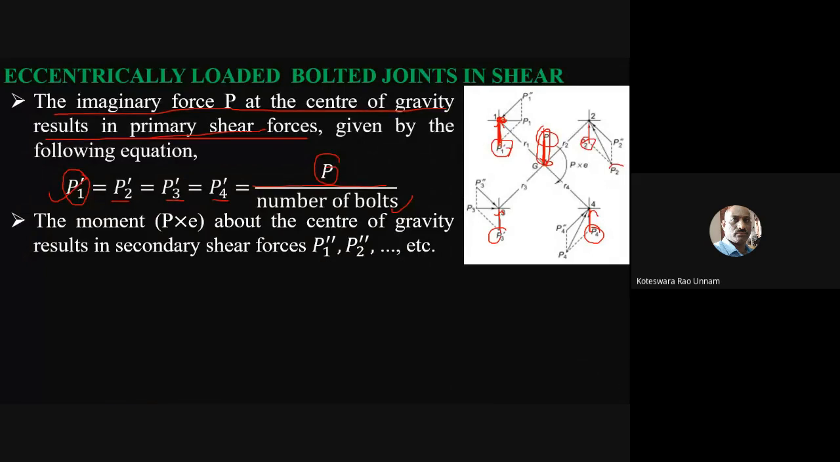So here P1 is acting vertically upward, something like this, and for all the bolts it is the same. So now I know the magnitude and direction of the primary shear force for all the bolts. Then I'll see the effect of the twisting moment P into e. The moment P into e about the center of gravity results in secondary shear forces. Like I already told you, this moment will create a twisting moment, so the twisting moment can be taken as a combination of secondary shear forces.